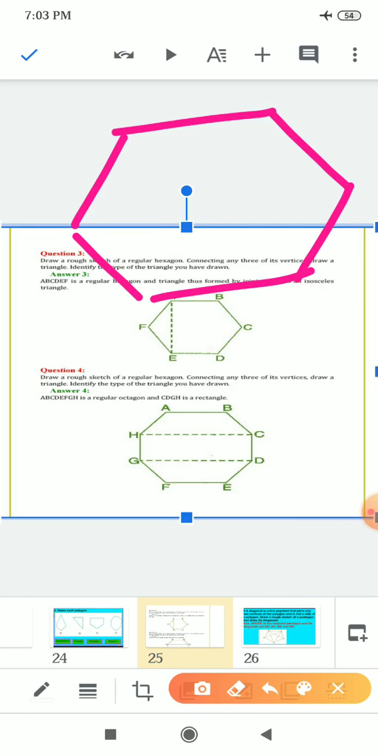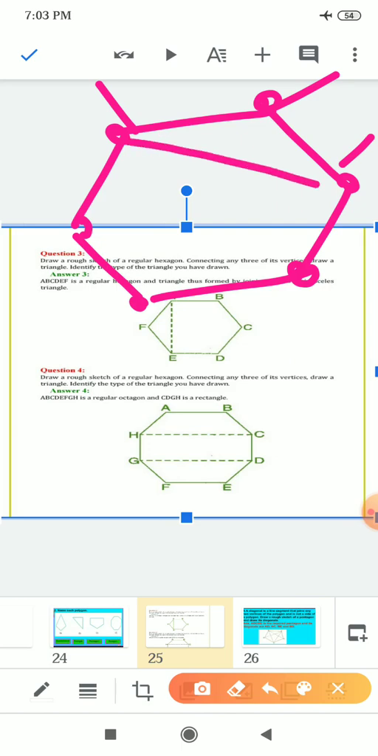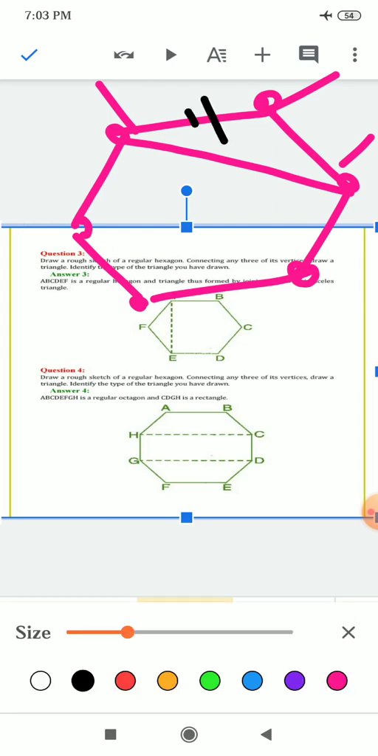See, these are the vertices: 1, 2, 3, 4, 5 and 6. You can connect any 3 of them. If I am taking 1, 2 and this 3, I will draw one line here. So this is a regular hexagon and I have drawn a line and it forms a triangle. You can take any 3 vertices, and you have to select them. It is very clear that these 2 sides are equal and this is not, so it is an isosceles triangle, 2 sides equal.